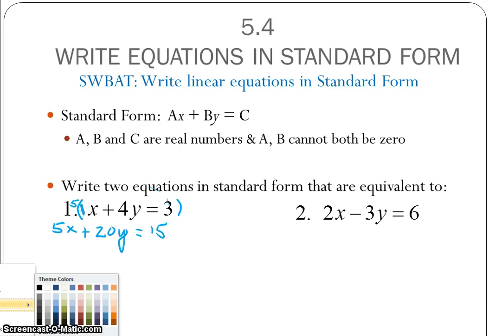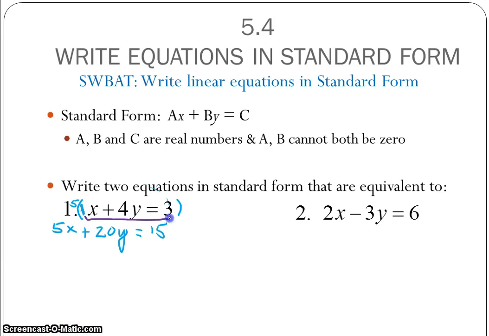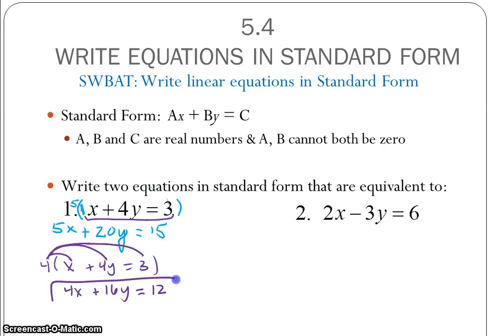So I'm going to multiply my original equation by 2. No, I said 4. I like 2 also. 2 is good too. x plus 4y equals 3, and I'm going to distribute my 4. So 4 times x gives me 4x. 4 times 4y, 16y. And 4 times 3 gives me equals 12. So now we have 2 equations equivalent to our first one.